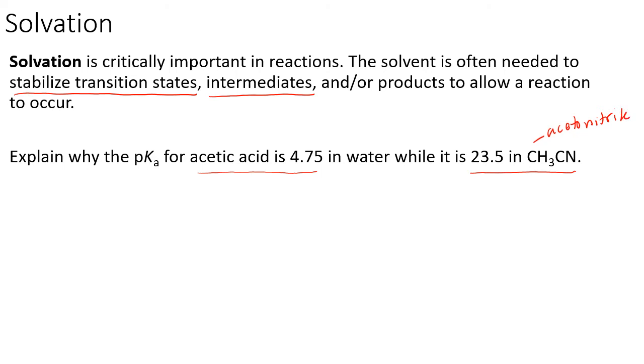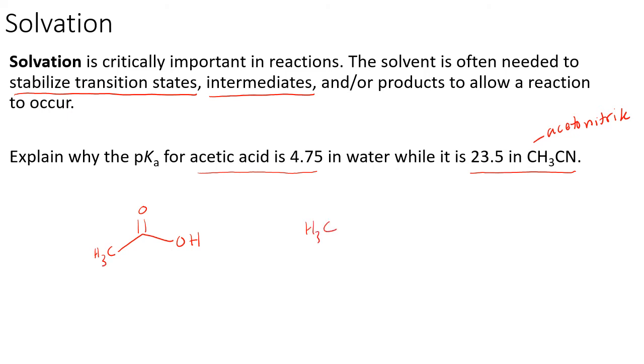And this is a solvent that is commonly used in organic reactions. So let's look at the structure of acetic acid and acetonitrile. Acetic acid is a carboxylic acid. We have an OH group, and we have a carbonyl that's directly bonded to that OH group. And we have a CH3 group on the other end here.